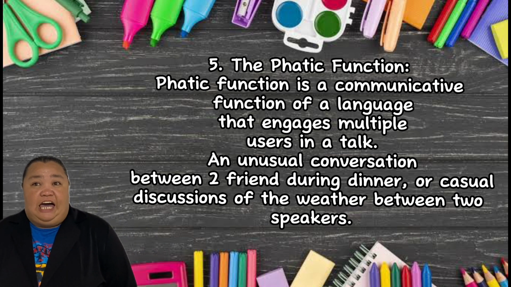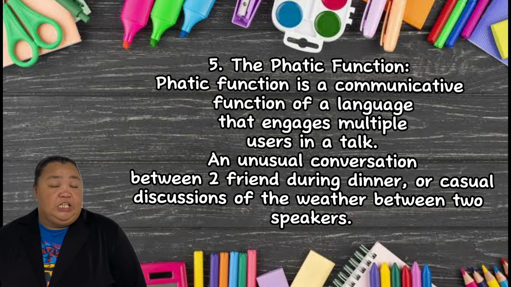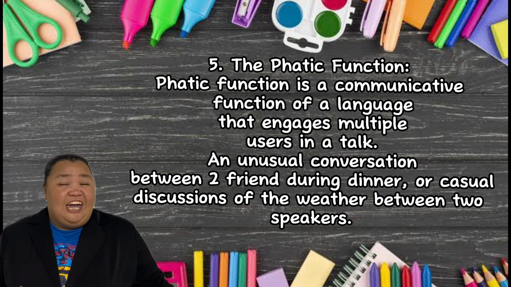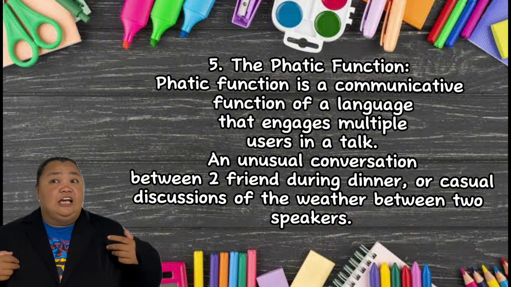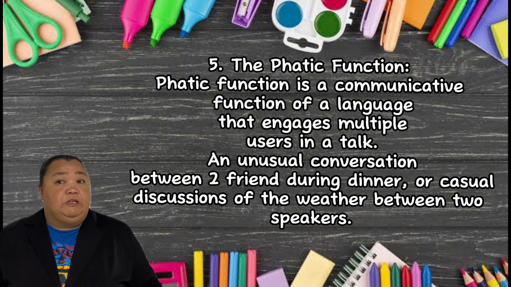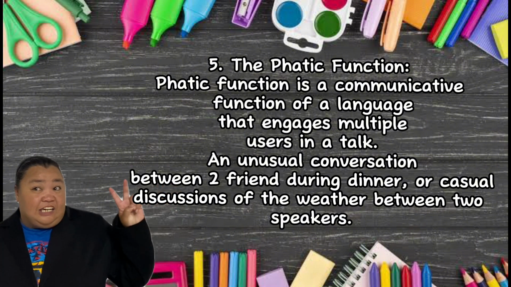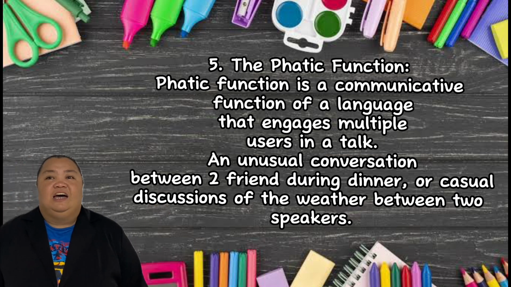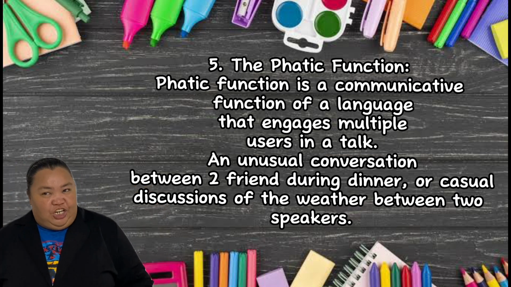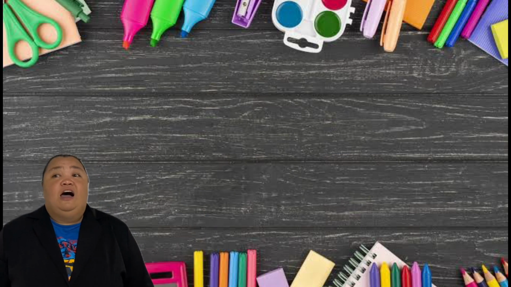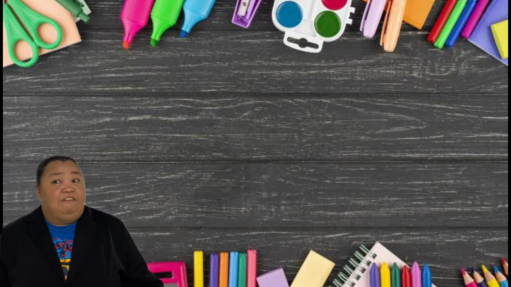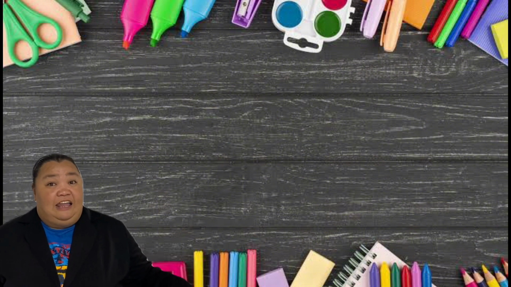The phatic function is a communication function of language that engages multiple users in a talk. An casual conversation between two friends during dinner, or a casual discussion of the weather between two speakers, are examples of the phatic function of language.